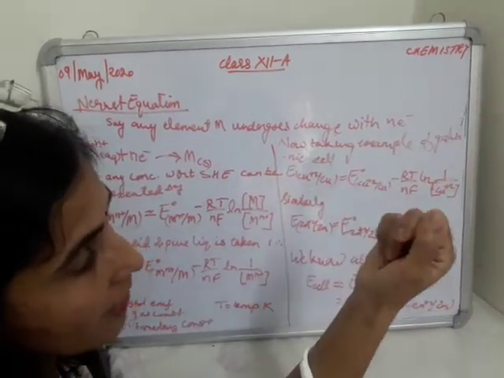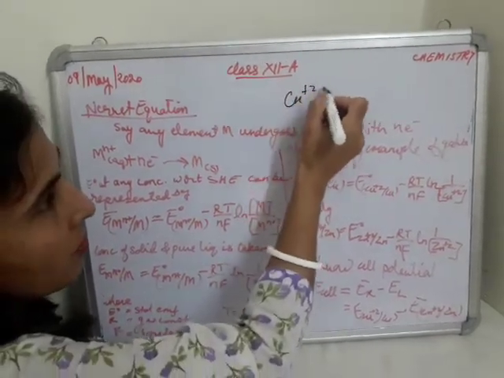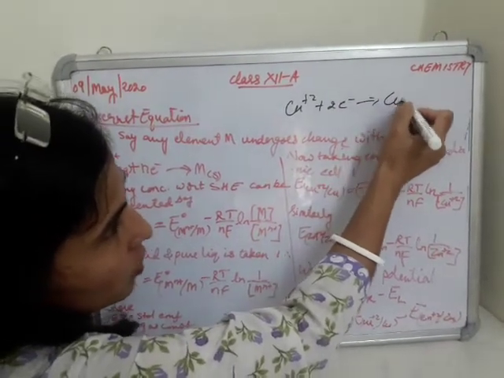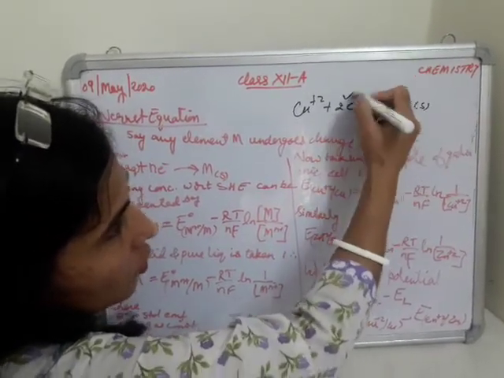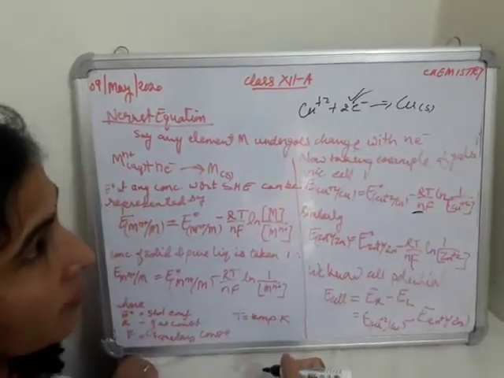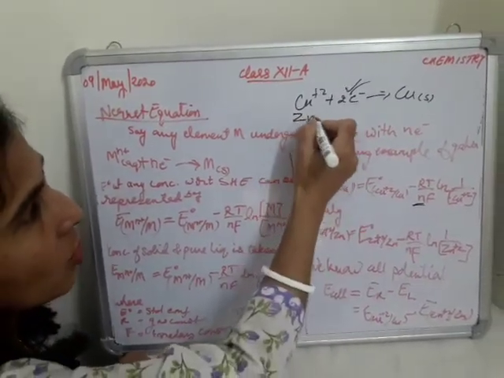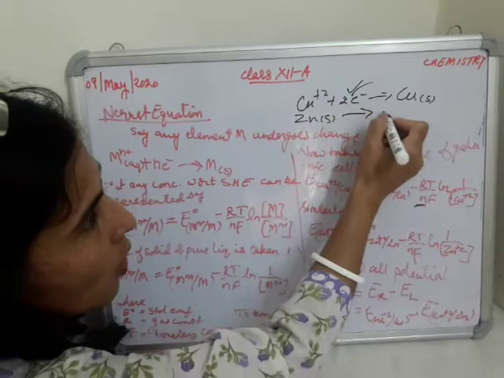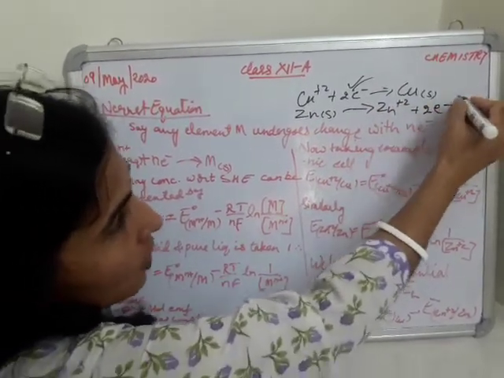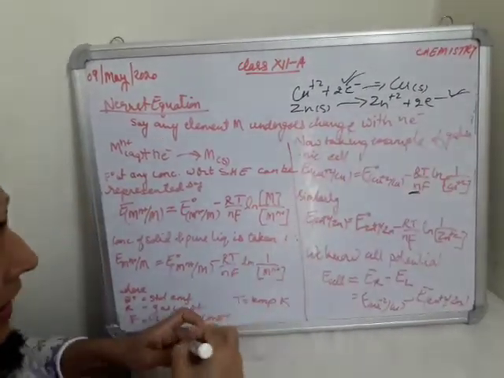And what is the value of n for copper? You see, copper 2+ takes up 2 electrons to reduce to solid copper. So the value of n is equal to 2 in the case of copper. And what will be the value of n for zinc, which we will be discussing later on? Solid zinc also ionizes into this form, so it is also liberating 2 electrons. So the value of n for zinc is again 2.